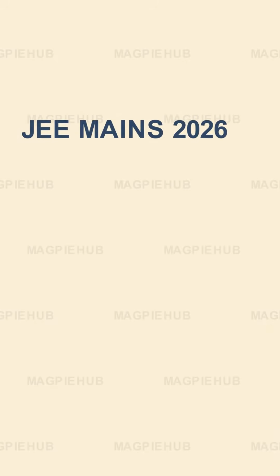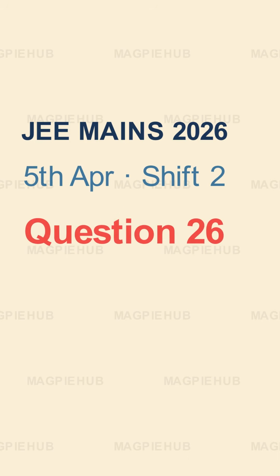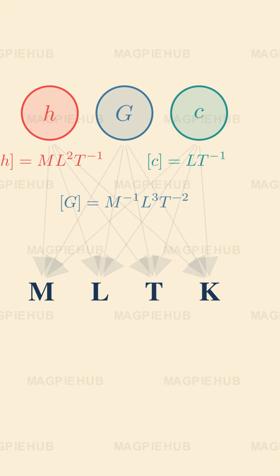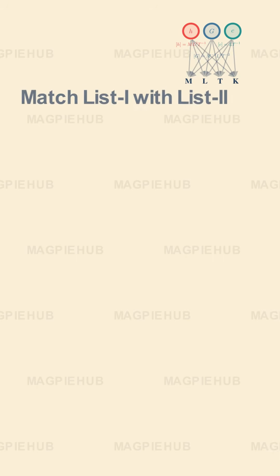JEE Mains, 5th April 2026, Shift 2. Question 26. This question is about Planck units, also known as natural units. These are fundamental quantities expressed purely in terms of Planck's constant h, the gravitational constant G, and the speed of light c. Let's visualize how these three constants combine to give us the basic units. Match list 1 with list 2.